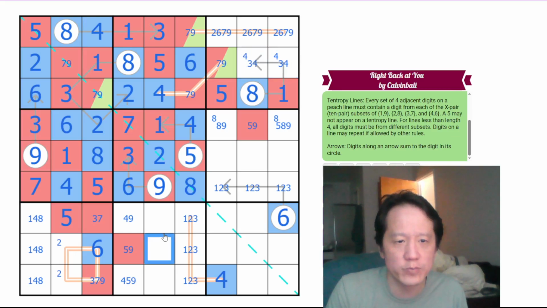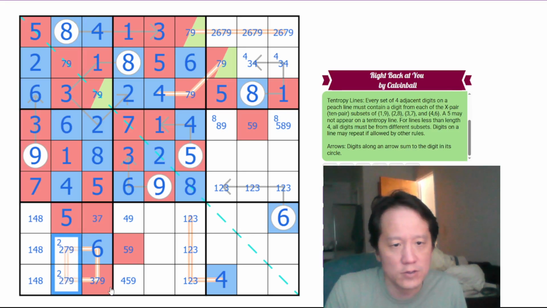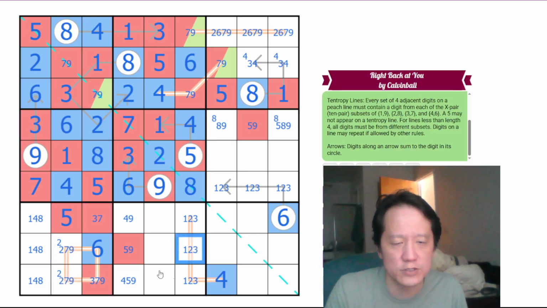This is a 3, 4 pair. We have 2, 7, and 9 remaining here. And this is 3, 7, or 9. We're not sure which is which. 1, 2, 3, 1, 2, 3.